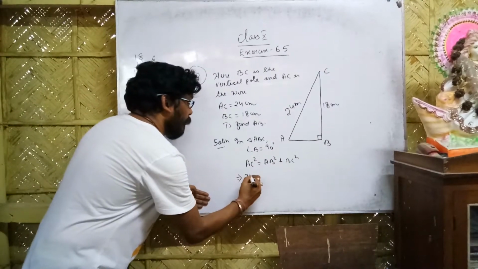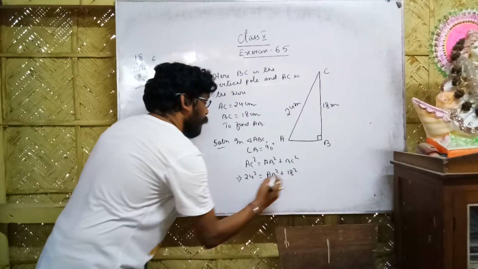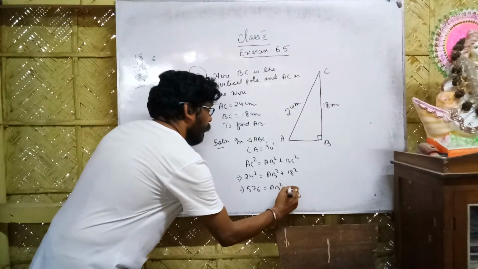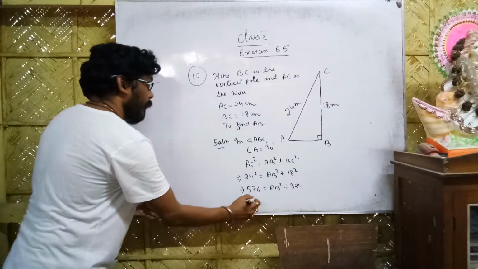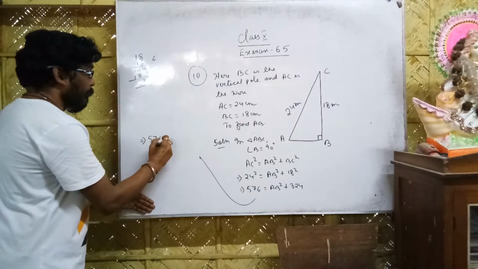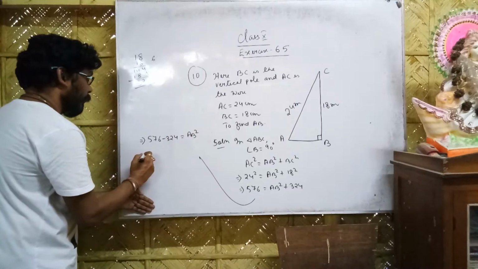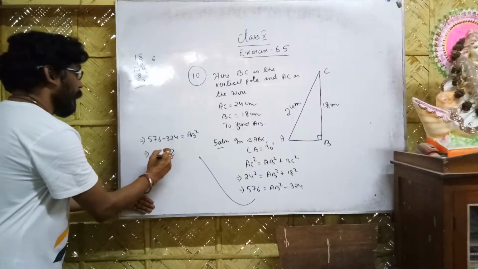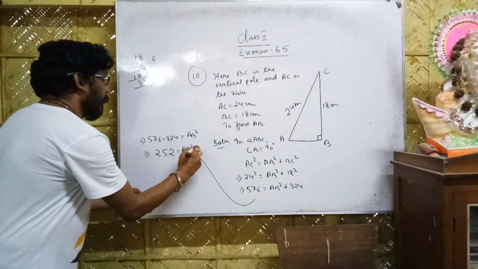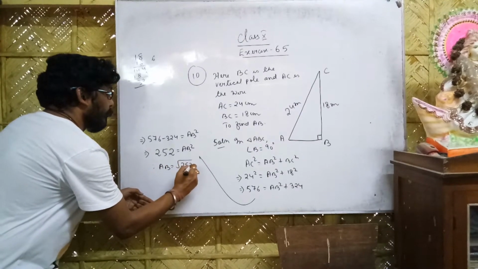AC length is given, 24 square, AB is unknown to you, and BC is 18 square. 24 square is 576, AB square, 18 square is 324. Okay, now change the side. 576 minus 324 equal to AB square. 6 minus 4 it is 2, 7 minus 2 it is 5, it's 252 equal to AB square. Therefore AB equal to root over 252.